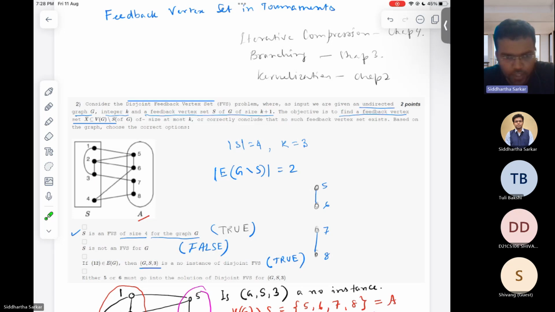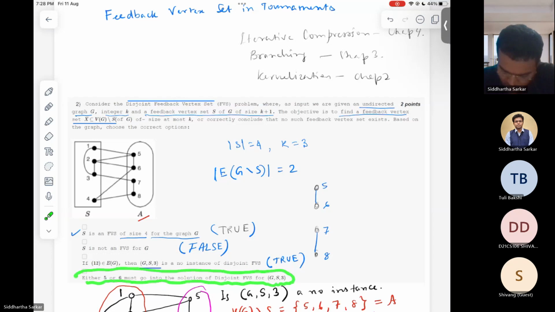Yes. So therefore, either 5 or 6 must be included in the feedback vertex set. Otherwise, there is no way one can get rid of this cycle. This cycle will remain. So either 5 or 6 must go into the solution of the disjoint feedback vertex set for this question. So S is this, right? So therefore this statement is true, right? So we'll just say that this is true.